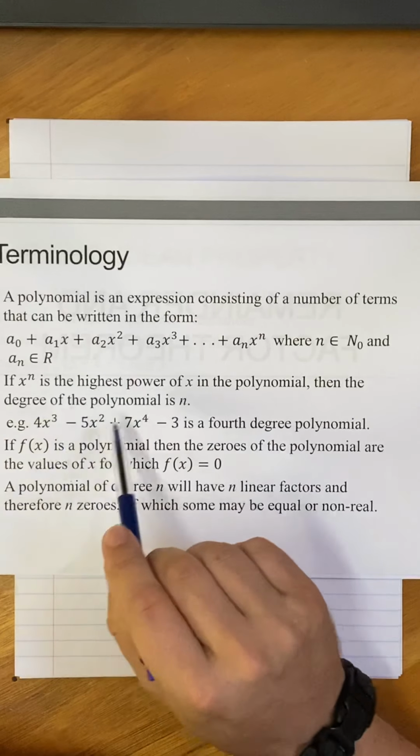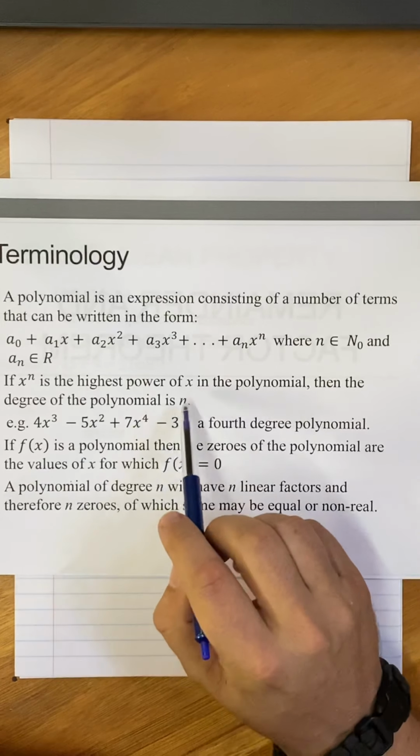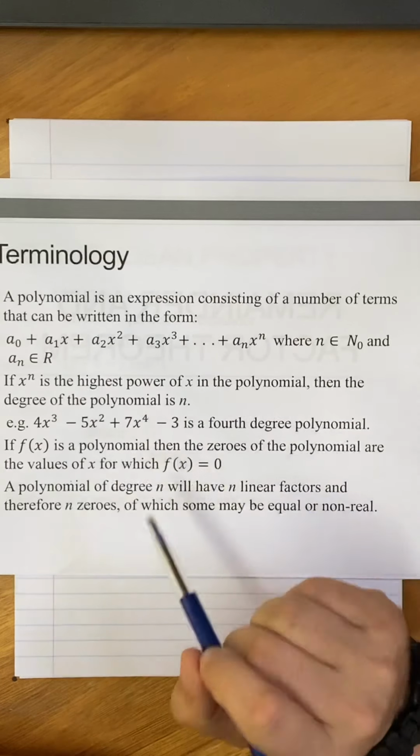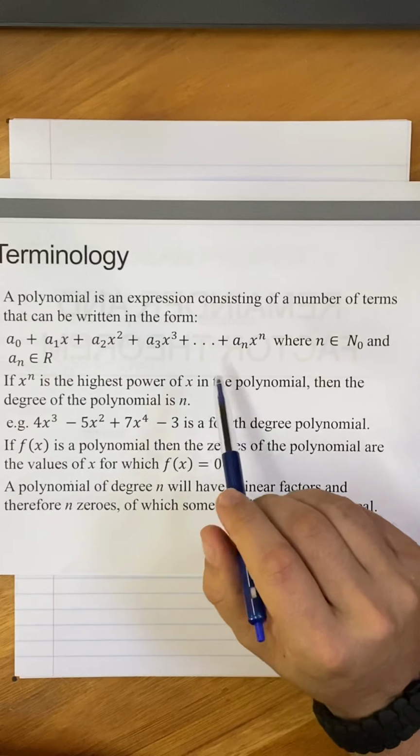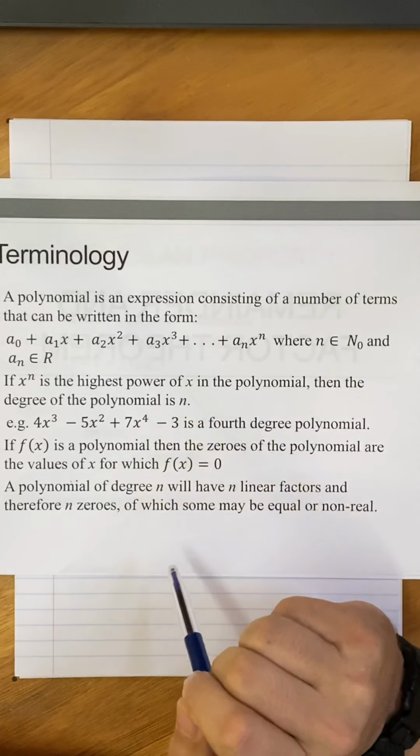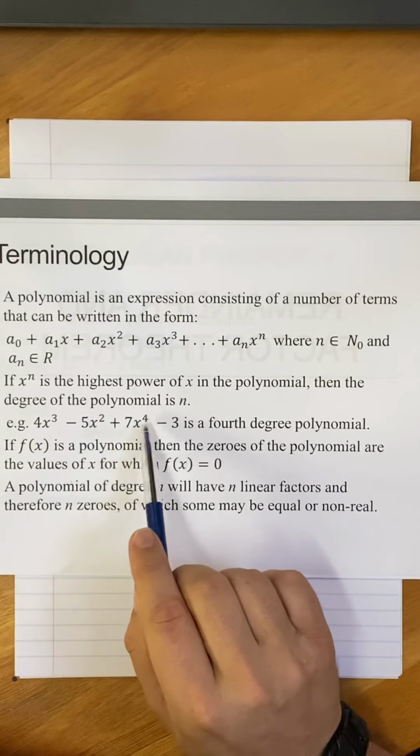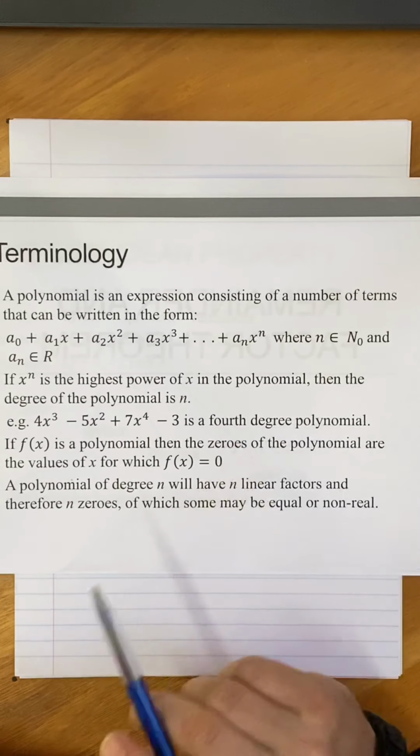If x to the n is the highest power of x in the polynomial, then the degree of the polynomial is n. So, for example, if you have x squared plus 2x plus 7, then the degree of that polynomial would be 2. It's just your highest power, okay? For example, here, our highest power is 4, so it's of the 4th degree.